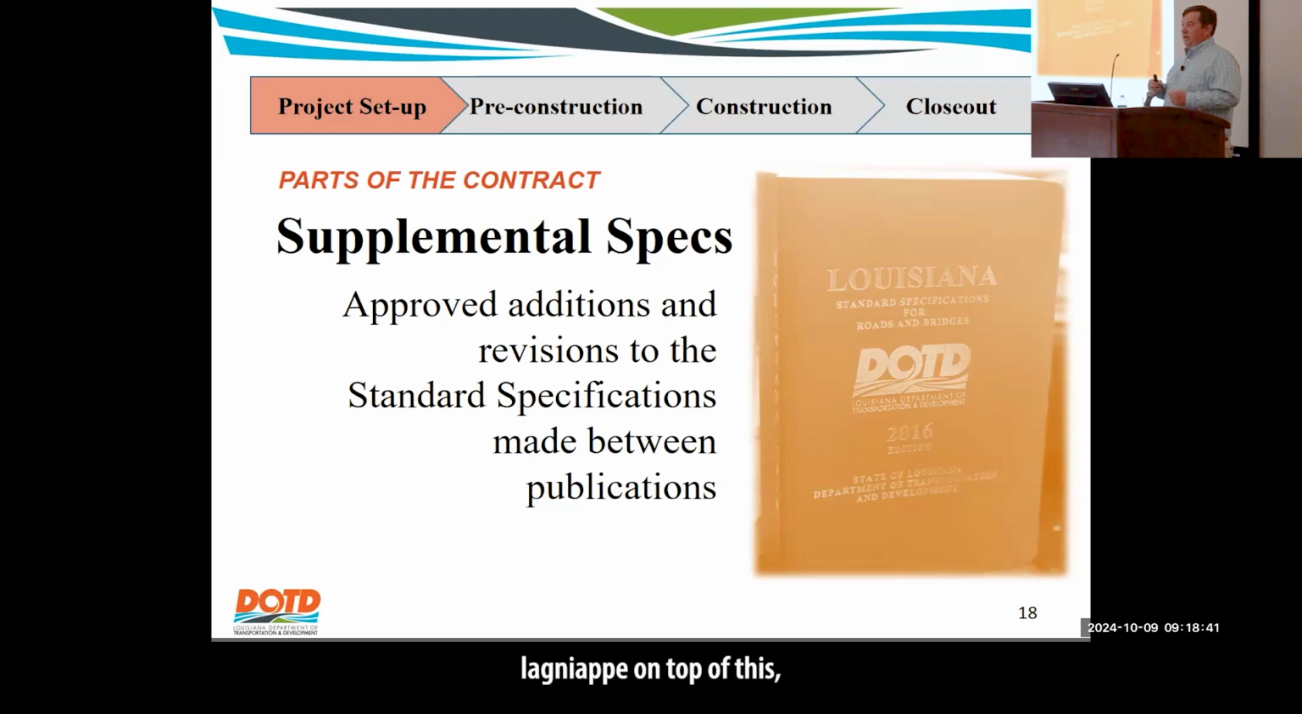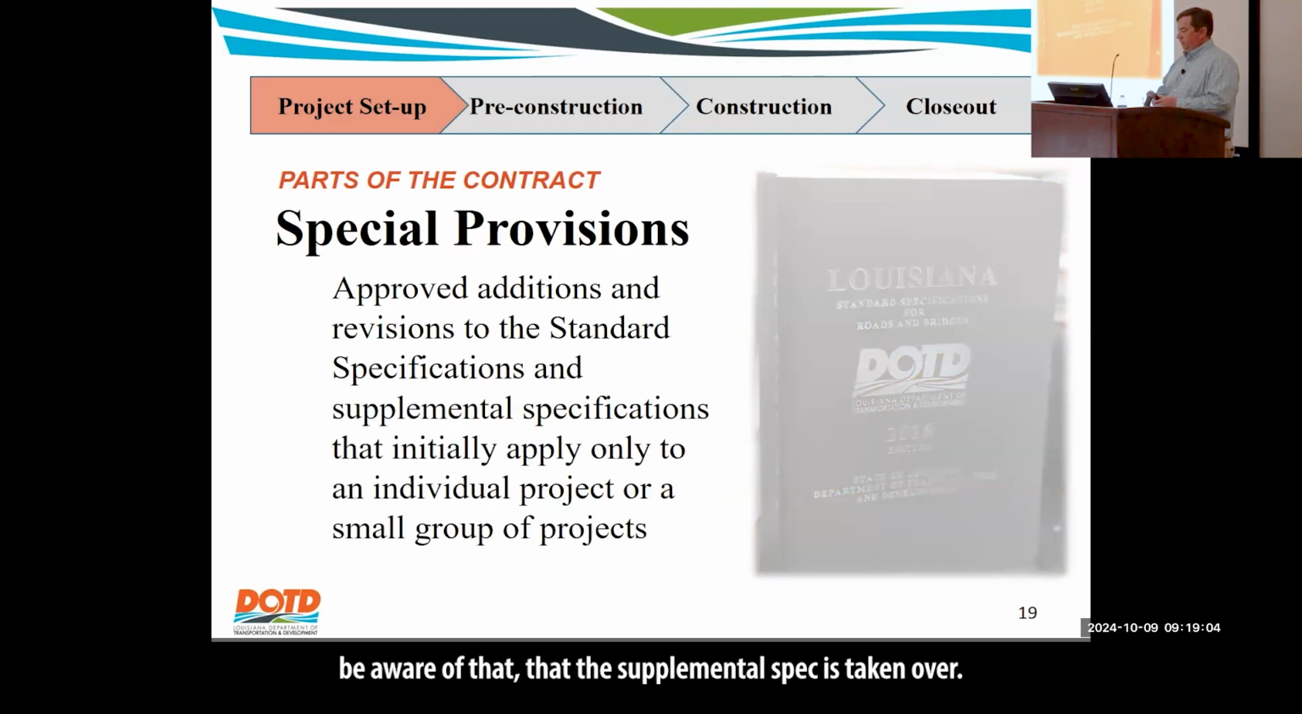Just as a lap on top of this, your section 502 specs from the standard specs, every bit of that got modified as a supplemental spec. So if you're talking about asphalt and how to sample it and all that information, that got modified and it's in a supplemental spec. So if you have asphalt on the job, be aware that the supplemental spec has taken over. And then lastly, special provisions.